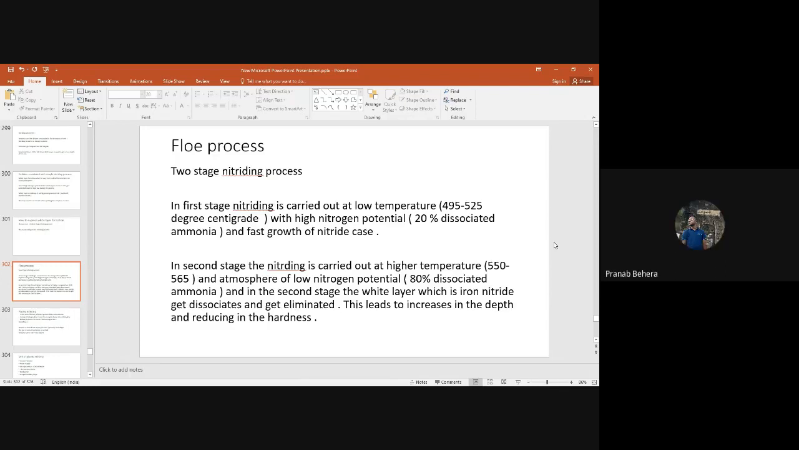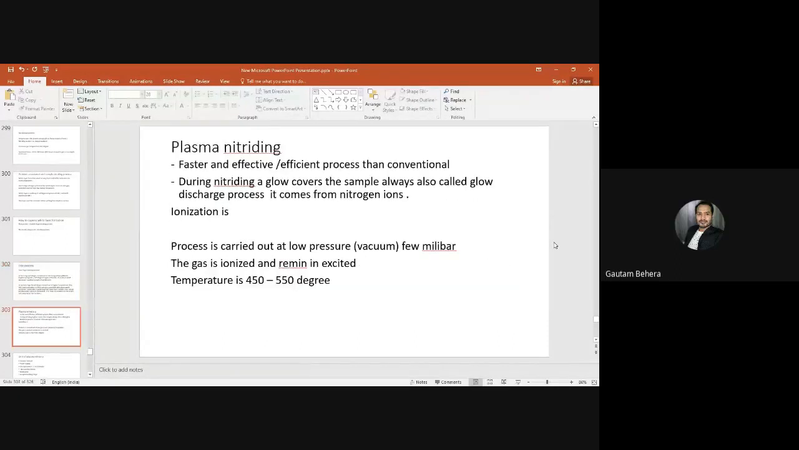Sir, again, please. If two gas phases are present, both interacting with the surface of the steel, then the efficiency of interaction of nitrogen will be reduced or more? It will be reduced, obviously reduced. If only nitrogen is there, then efficiency will be more, because only nitrogen will interact. Now, I think your points are clear, right? Yes, sir. Okay, anyways.